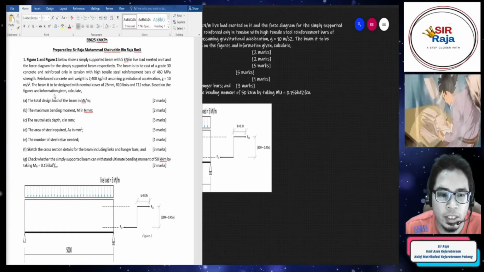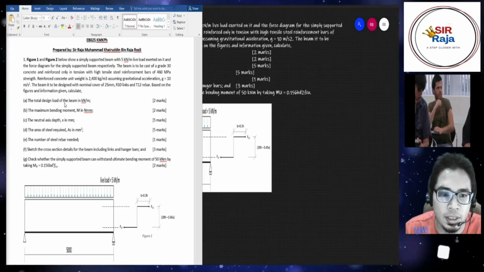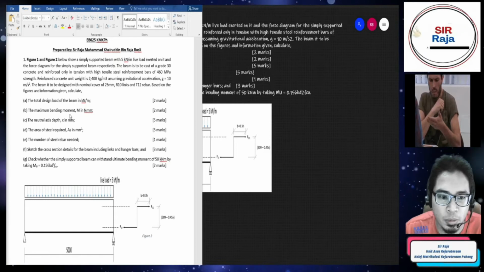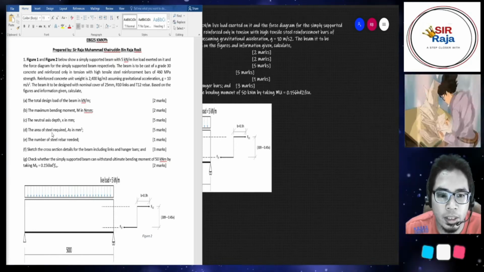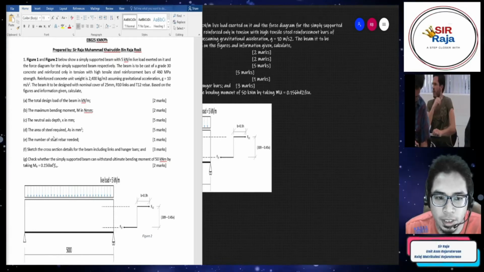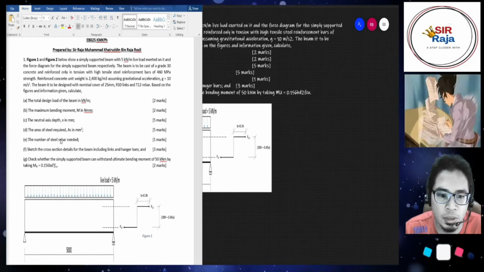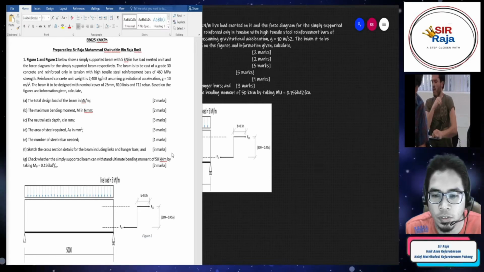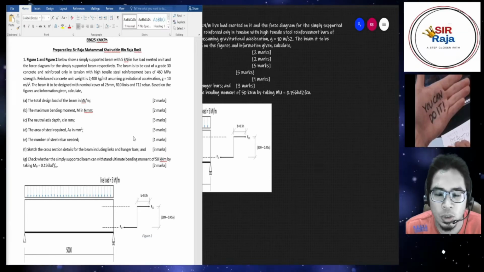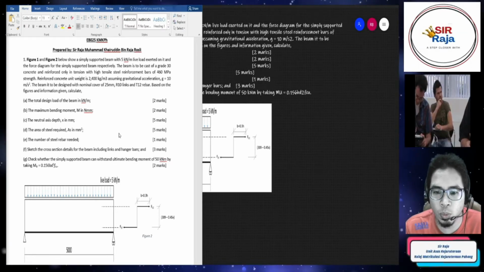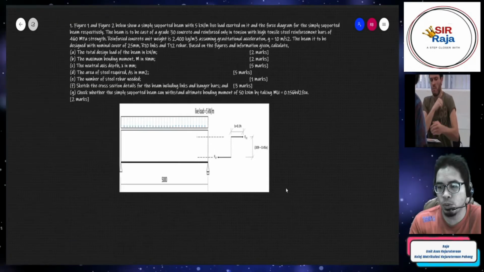Based on the figures and information given, calculate the total design load of the beam, the maximum bending moment, whether the neutral axis exists, the area of steel required, and the number of steel rebar needed. Sketch the cross-section details, and check whether the simply supported beam can withstand an ultimate bending moment of 50 kNm. So we're going to do all this in this question, and we're just going to do this quickly.